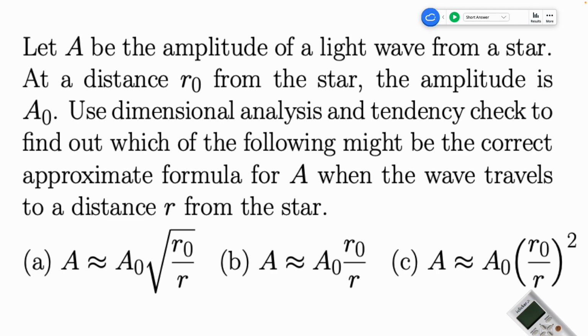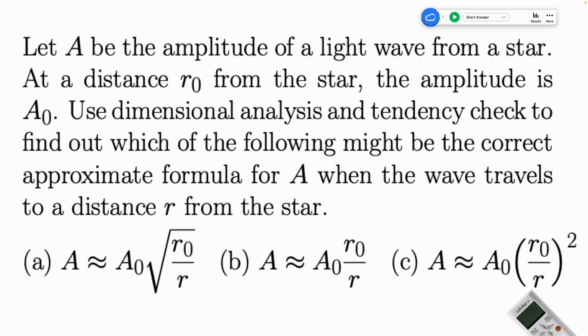So if I ask you this question: you have a light from a star, which is a point source in the middle of space. Space is 3 dimensions, that's the universe we live in. And you measure the amplitude of a light wave at some distance r0. So that is my star. I measure the amplitude here at distance r0. The amplitude is a0. And I go further away to a distance r, and see how the amplitude changes as we go further.